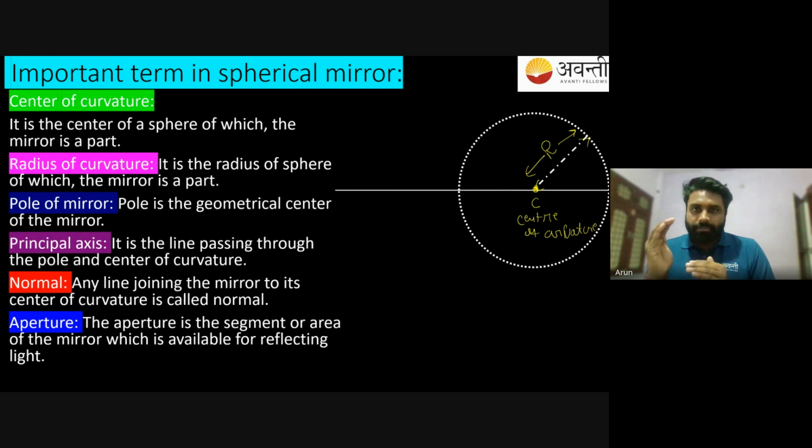The radius of the surface of which the mirror is a part is the radius of curvature. Okay. What is the pole of the mirror? The pole of the mirror is nothing but its geometrical center.